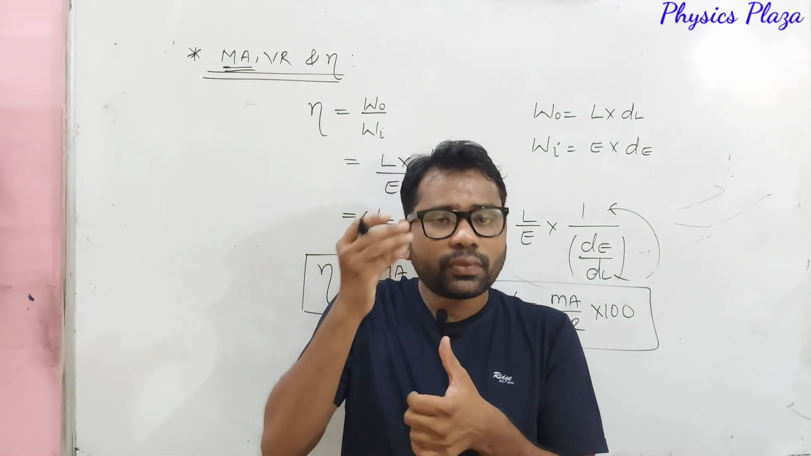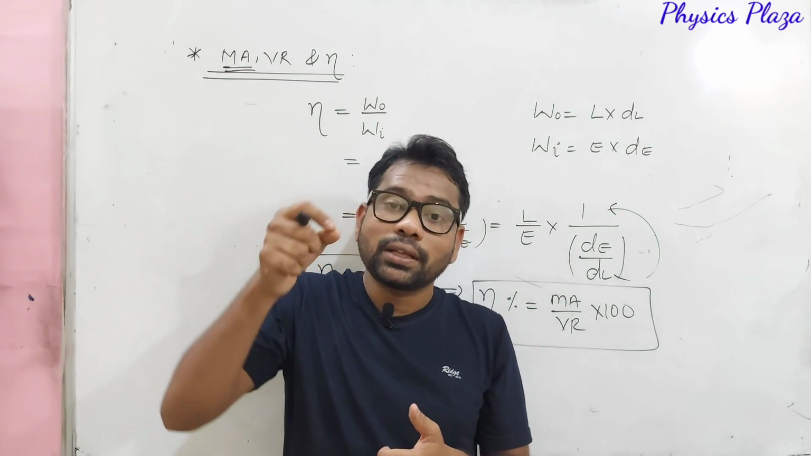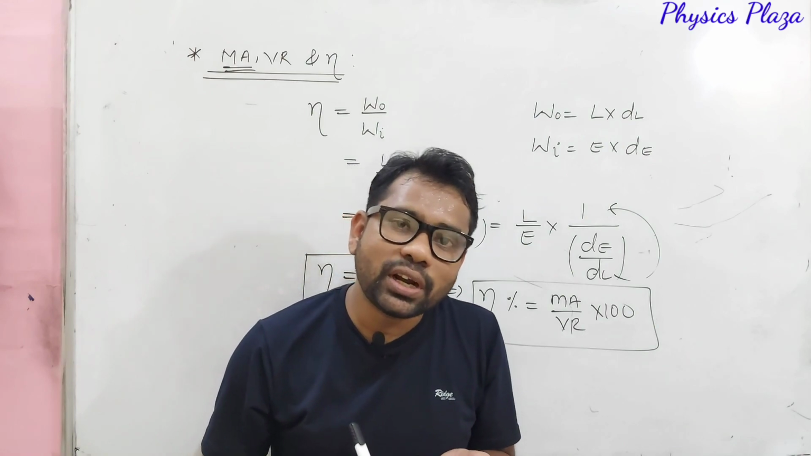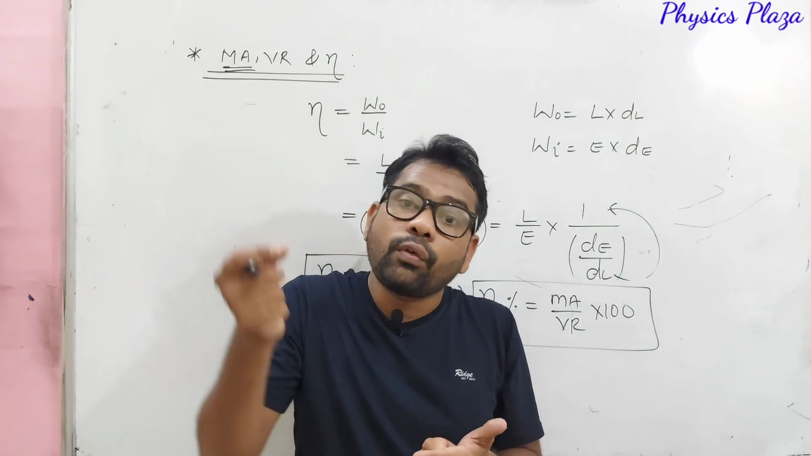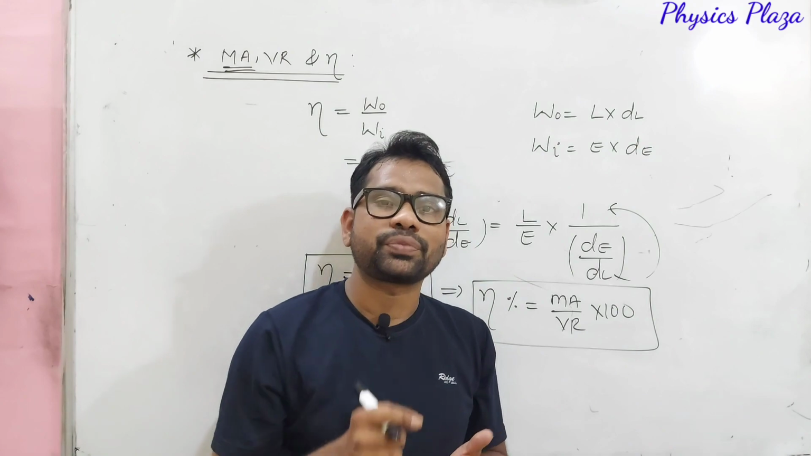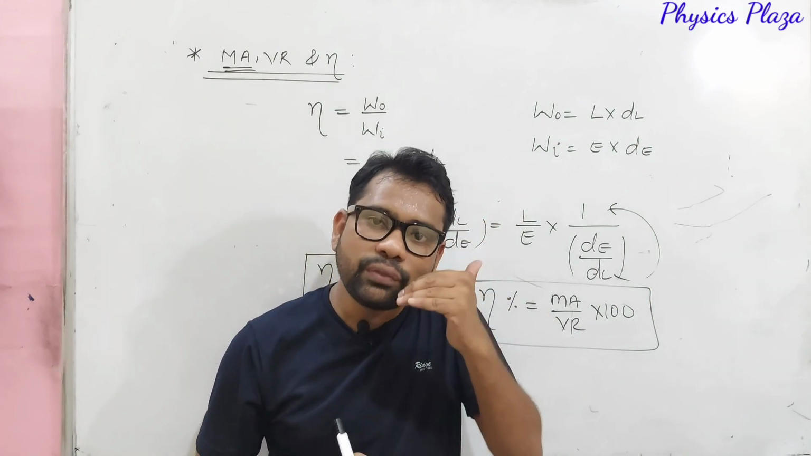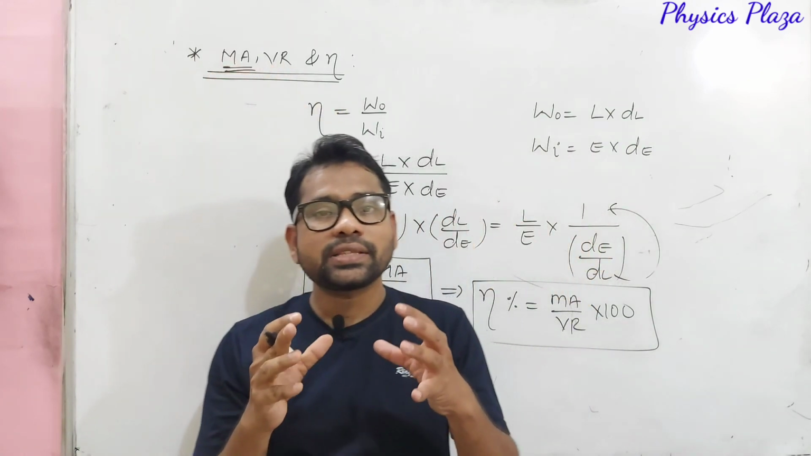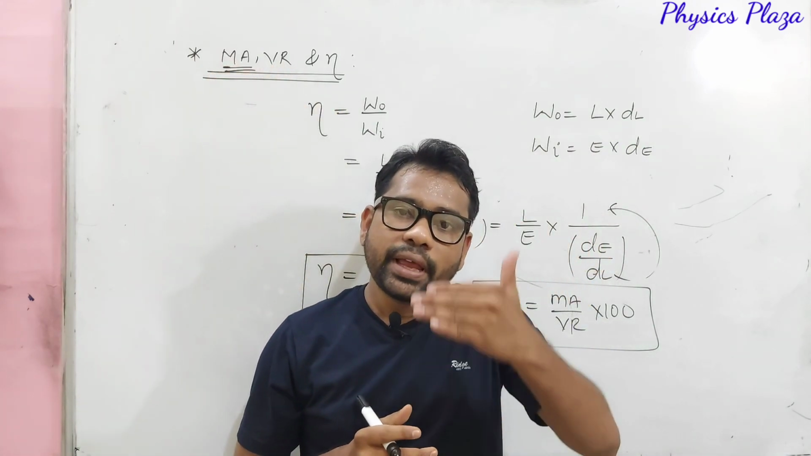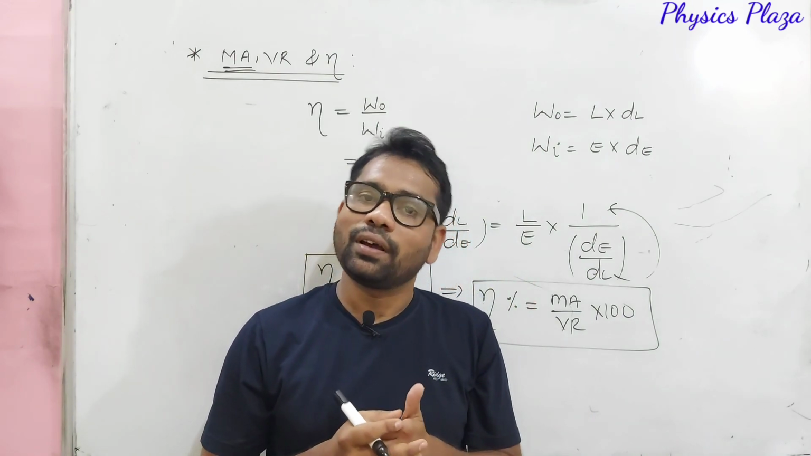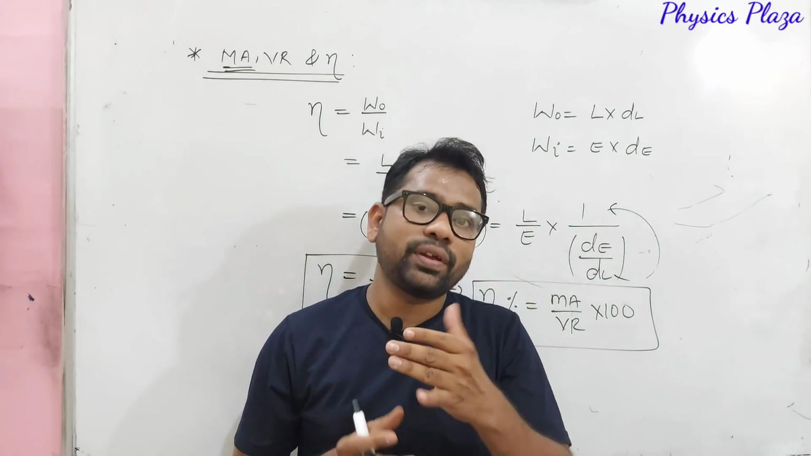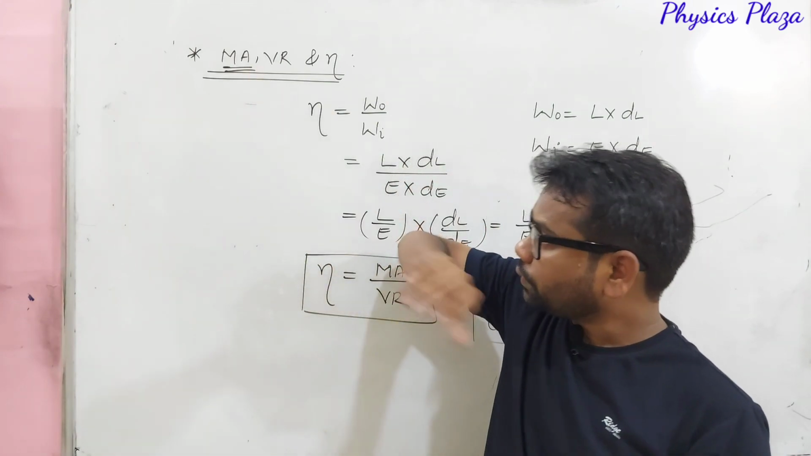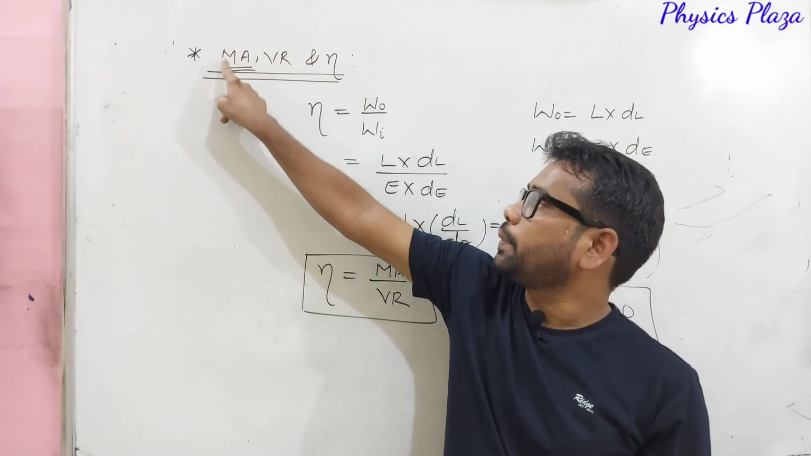Then we discussed effort. The force applied on the machine to overcome the resistive force is called effort. Then what is the load, dear children? The resistive force which is overcome by the machine is called load. And the ratio between load and effort we call mechanical advantage. And what about velocity ratio? Velocity ratio is defined as the ratio of effort displacement to load displacement, or effort velocity to load velocity. And after that we discussed what efficiency is and how efficiency is related to mechanical advantage and velocity ratio.